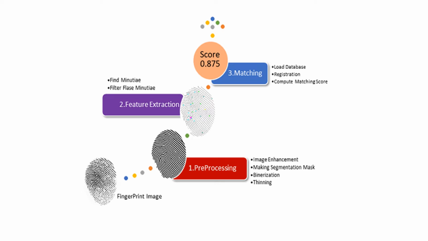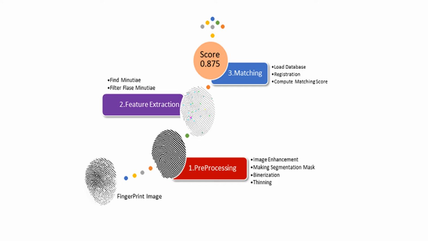Initially, in pre-processing we have four steps: image enhancement, segmentation mask, binarization, and thinning. Initially we acquire the image, then we go for pre-processing, and then we go for feature extraction. For feature extraction we have two steps. One is find minutiae and filter false minutiae. Minutiae means here we have to extract the level of features. So we have three levels: level 1, level 2, and level 3.